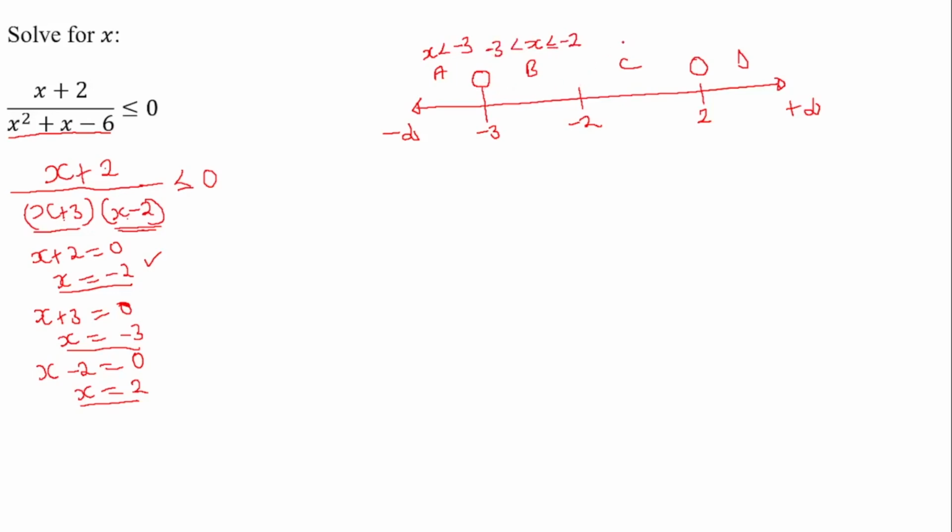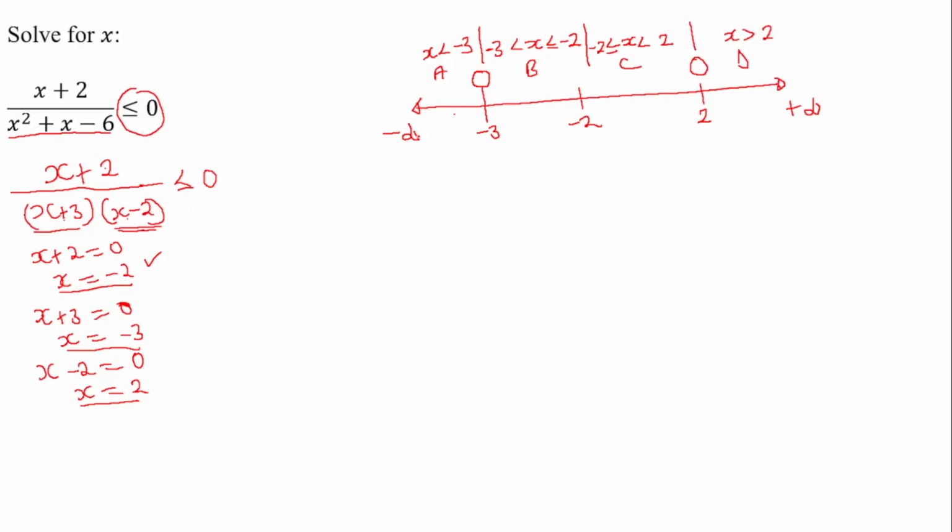And then C, we have x greater than or equal to negative 2, but less than 2. Remember, 2 cannot be included. And then we have D, which is x greater than 2. 2 cannot be included. See that? So we have these 4 parts. Now we want to check where the expression is going to be less than or equal to 0. Less than 0 means negative. So we look for any value which is less than negative 3.